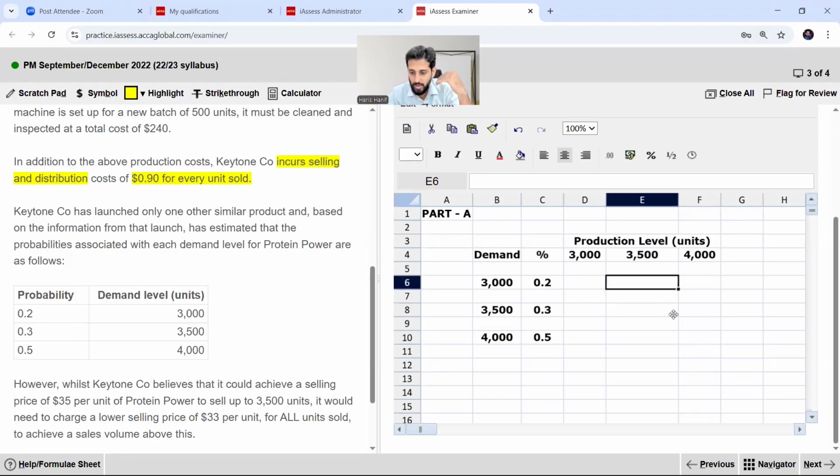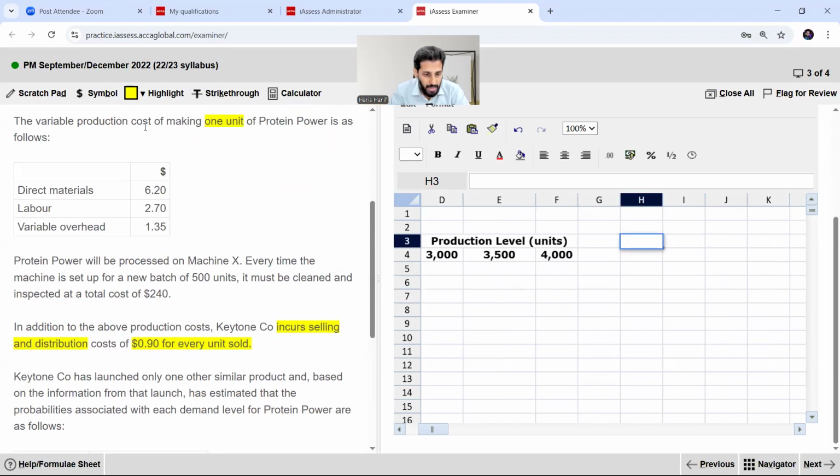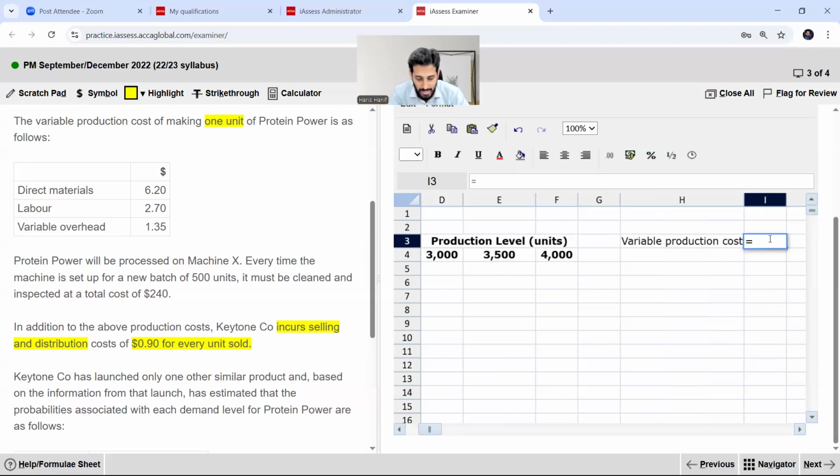Here I am now going towards the right side, and I'm writing in cell number H3 production cost. Sorry, not the production cost. I'm simplifying my answer. This is my variable production cost. My variable production cost is equal to 6.2, that is material, plus 2.7 plus 1.35. So whenever I need the total cost, I will just have to select my total variable cost. So this is 10.25.